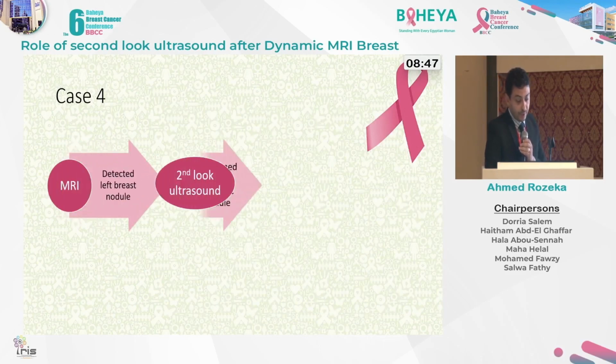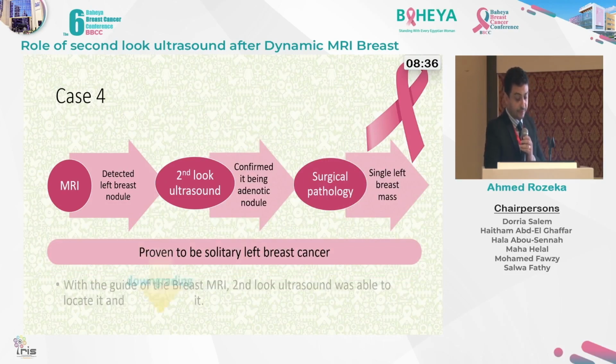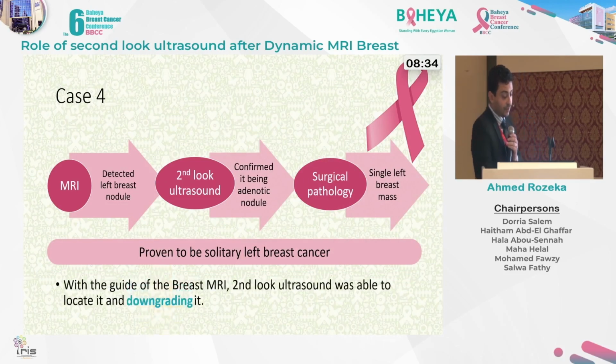So, recap: the MRI detected a left breast nodule. Second look ultrasound confirmed it being an adenotic nodule, and the surgical pathology proved that there was no other lesion other than the original lesion in the left breast. In this case, the second look ultrasound downgraded the MRI finding, and we didn't proceed to a biopsy.